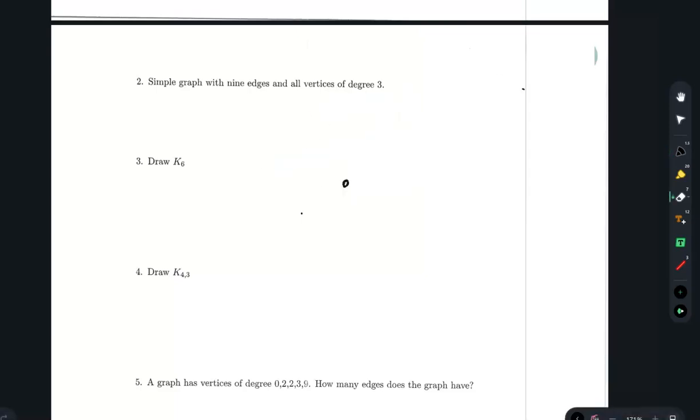So I've got 9 edges. Maybe draw like this. Let me start just by making a box and see if I can put some crisscrosses in between. So this has degree 3, that has degree 3. Let's do this and this. So there it is. 9 edges, and I've got 6 vertices, each of degree 3.